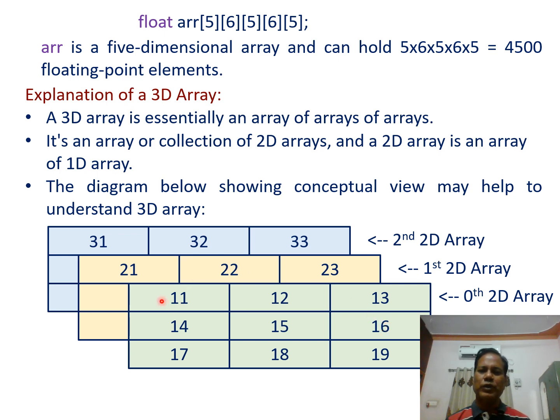If we include the array of one-dimensional arrays, then the definition becomes an array of arrays of arrays. So in this way we can define the three-dimensional array, and the data in the three-dimensional array can be arranged like this one.